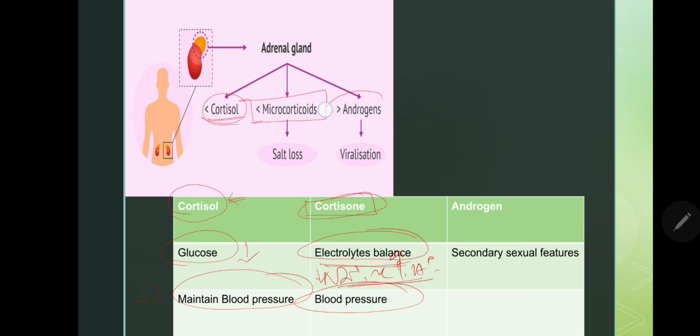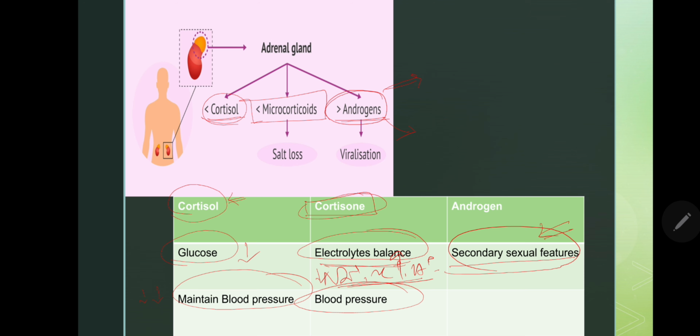And the last hormone is the androgen hormone. Most of the time this hormone is either not synthesized or it is oversynthesized. What are the causes in which androgen is oversynthesized and undersynthesized, I will discuss later on. This androgen hormone is mainly responsible for the production of secondary sexual features, in both male and female.